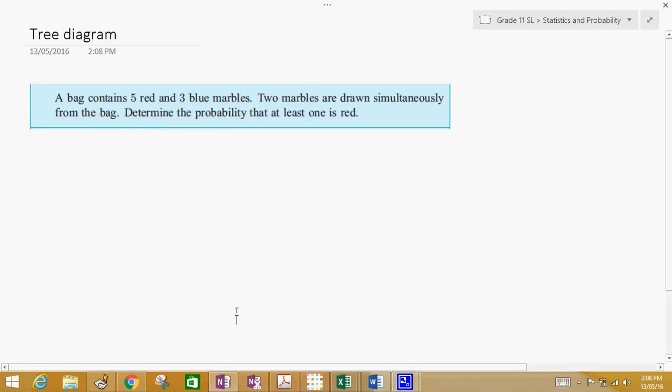Today we're looking at tree diagrams. Tree diagrams are a way of calculating probability questions. It gives you a good visual to help you answer questions.